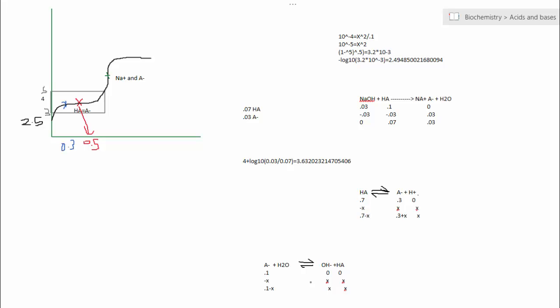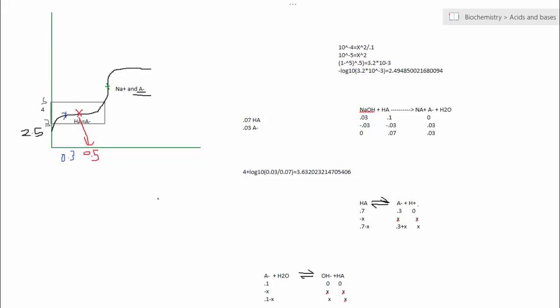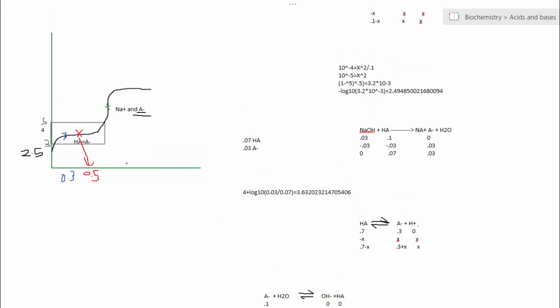I won't solve it here, but just to point out, the pH here will be higher than 7. So it is not neutral because this A minus is a weak base that, as we said, reacts with water to form OH minus. So it will increase the pH of the solution.